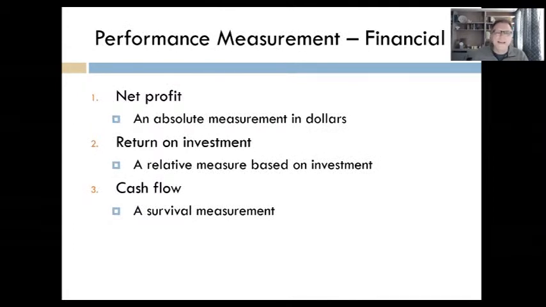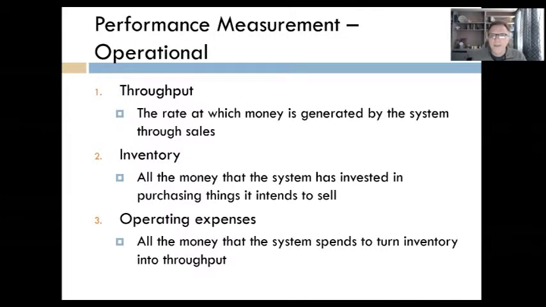So inside the concept of the theory of constraints is this idea of performance measurements. And they're financial measurements. Remember, the goal is to make money. So we look at net profit, we look at return on investment, or ROI, and we look at cash flow. Those are the 3 measurements of financial success for a company in the Goldratt theory of constraints concept.